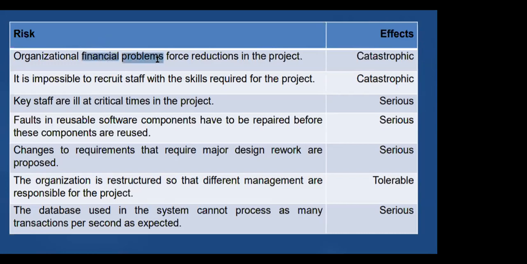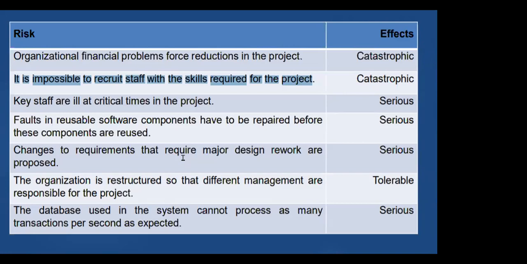It is impossible to recreate staff with the skills required for the project. This is a very strong word. If you have no staff to do the project, then what's the point of having that project? The effect is catastrophic. So this means that there's little that you can do about it anymore. It's like you have to go back. Something somewhere is not going right, so you need to consider the choices that were made at the very beginning of the project.